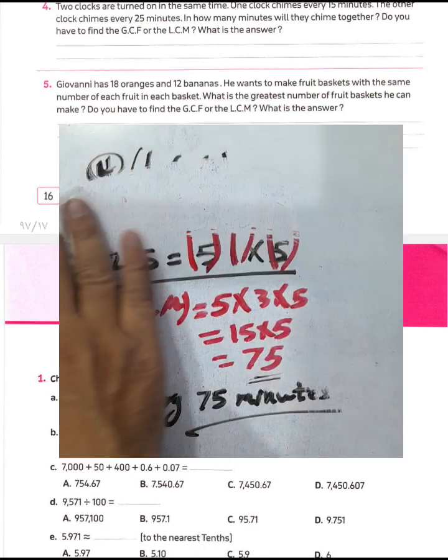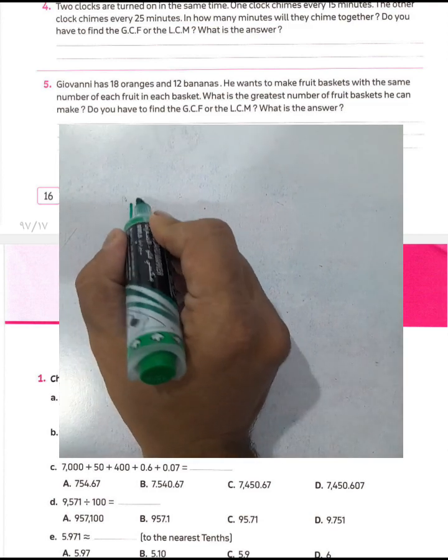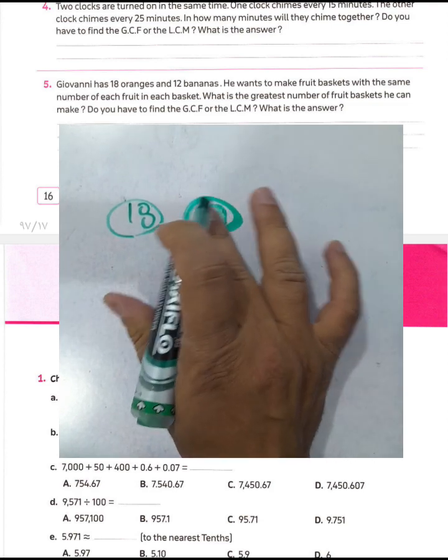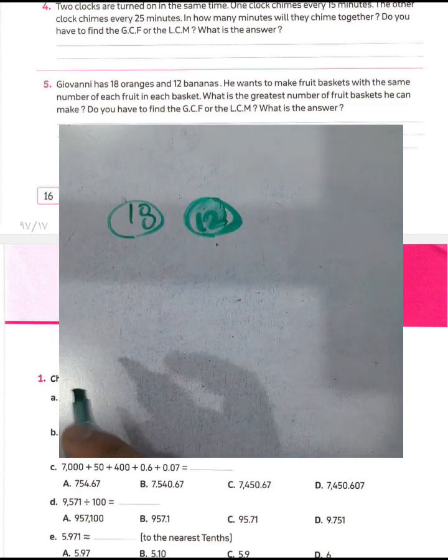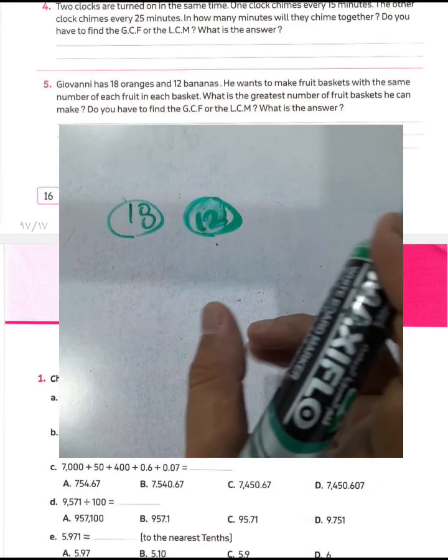Look at here. Question number 5. Giovanna has 18 oranges and 12 bananas. He wants to make fruit baskets with the same number in each basket. What is the greatest number of fruit baskets he can make? Do you have to find the greatest common factor or the least common multiple? In this example, we have 18 oranges and 12 bananas. Okay, we want to make fruit baskets with the same number in each basket.